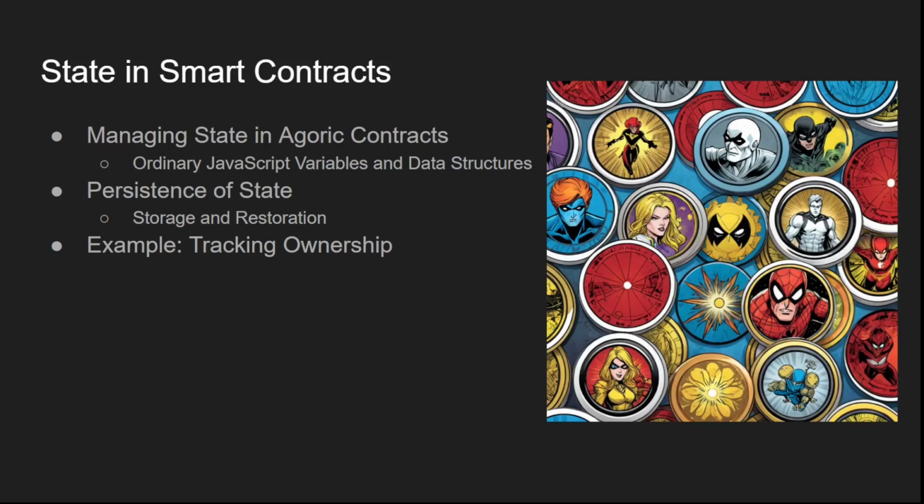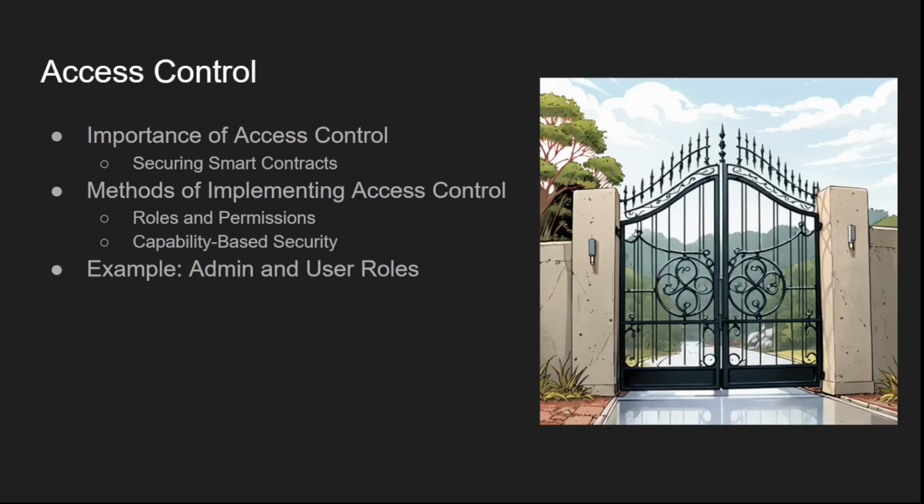Understanding how to manage state effectively is essential for building functional and reliable smart contracts on the Agoric platform. Next, we'll take a look at access control mechanisms, which are crucial for ensuring that only authorized actions can be performed on a contract state. Access control is a crucial component of smart contract security. It ensures that only authorized individuals or systems can perform certain actions on a contract state.